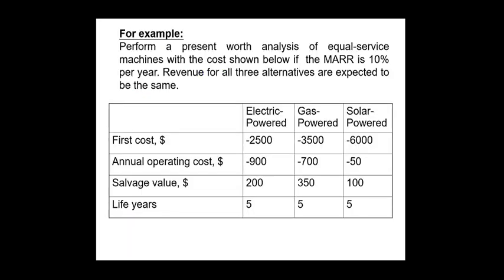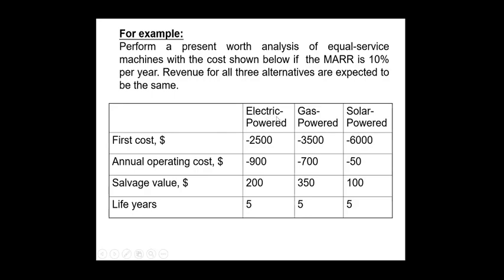Now look at this problem. Perform a present worth analysis of equal service machines with the cost shown below. If the minimum accepted rate of return is 10% per year, revenue for all three alternatives are expected to be the same. Okay. Now we have three alternatives.